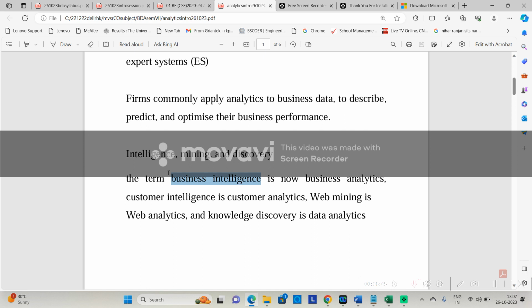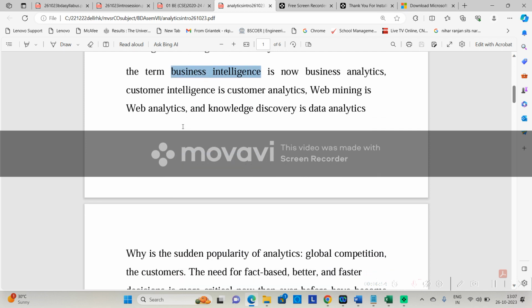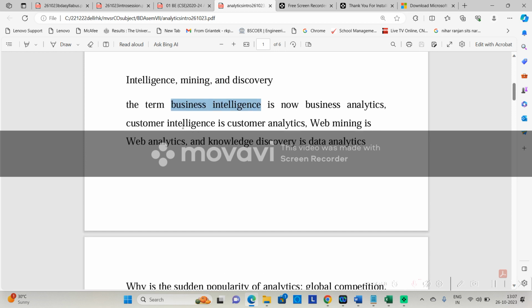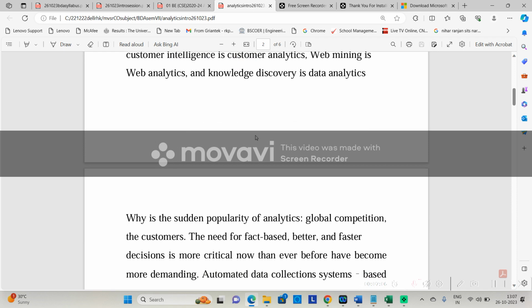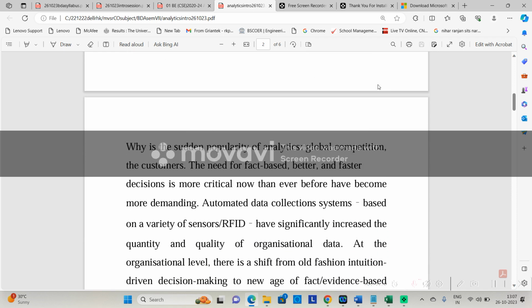Companies, organizations, firms are applying analytics to describe, to predict and optimize their business performance. Initially, the business intelligence terminology was used, now it is business analytics. Customer intelligence is replaced by customer analytics. Web mining is replaced by web analytics. And knowledge discovery is replaced by data analytics.